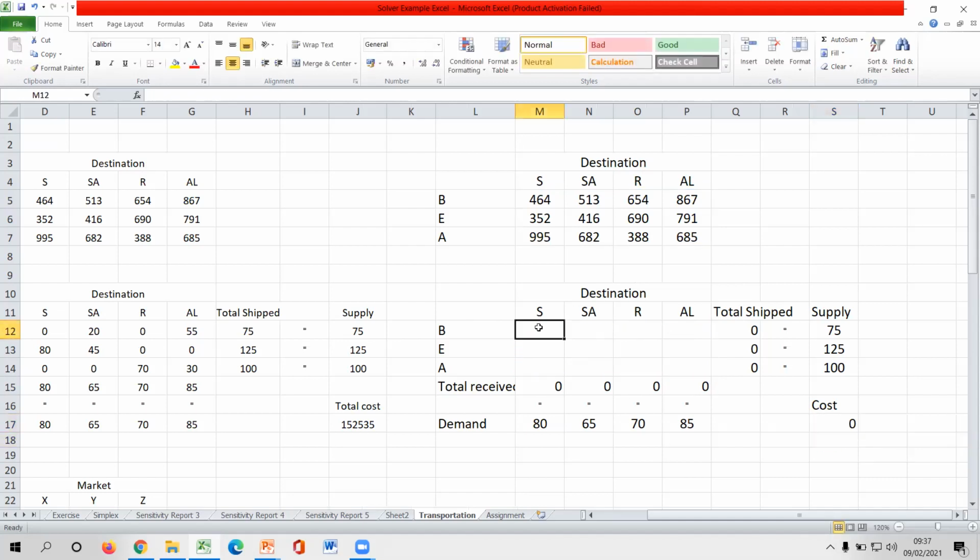So if in here you put 2, you can see that 464 multiplied by 2, you are getting this value, right? Okay, so I will do it again.